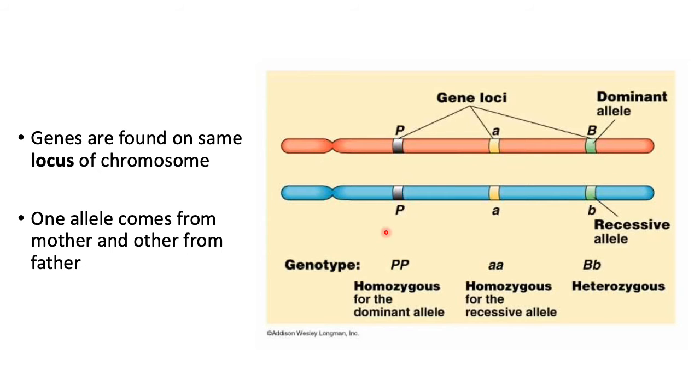By convention, as long as you inherit one dominant, so you can be two dominants or you can be one dominant, as long as you inherit one, you will always express that dominant trait. The only way that you can express a recessive trait is if you've gained a recessive trait from your mom and from your dad.